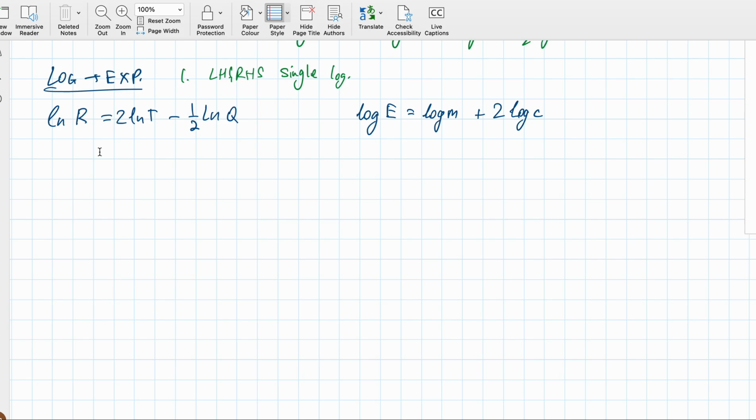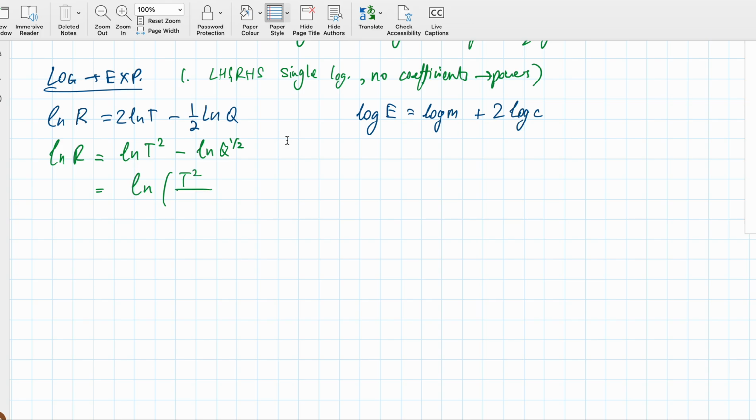So first step, ln r is equal to ln t squared. So we're doing the inverse, where all the coefficients need to come out. So I'll write here no coefficients as well. They've got to go to powers, right? And then we go take ln q to the half. Cool. Next step is we can now express this as a single log, because these are both ln functions, so they're the same base essentially, log e. So we can go t squared divided by k to the half. We'll change it back into square root.